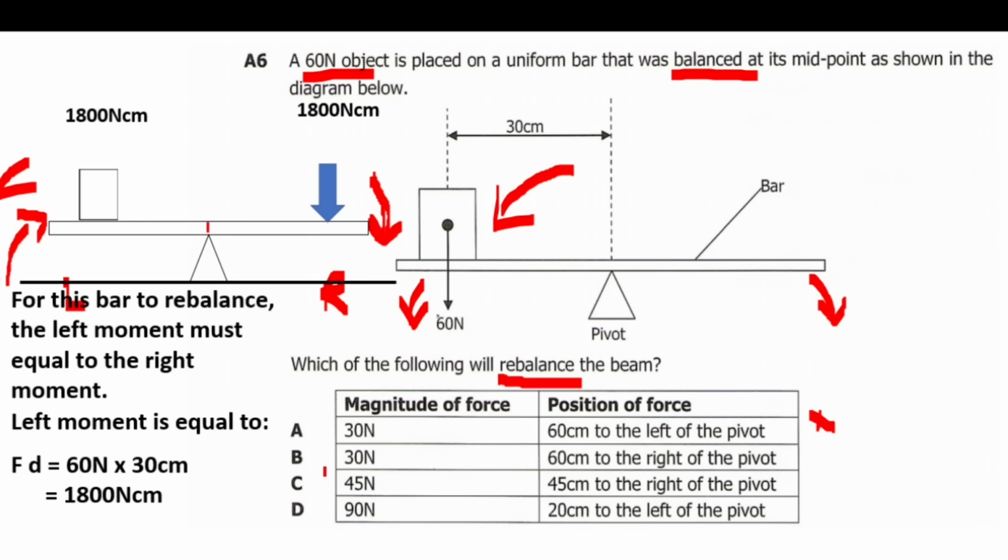Then B, magnitude of the force should be 30. Then position of the force 30 centimeters to the right of the pivot. Yeah, it should be to the right of the pivot. Now, if we multiply 30 Newton times 60 centimeters, will it give us 1,800 Newton centimeters? Yes. So our answer is B.